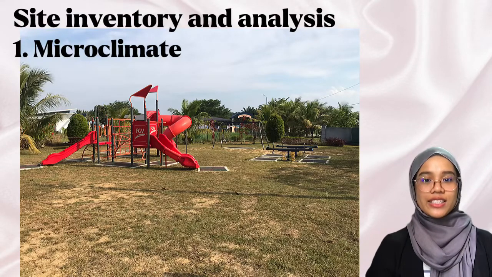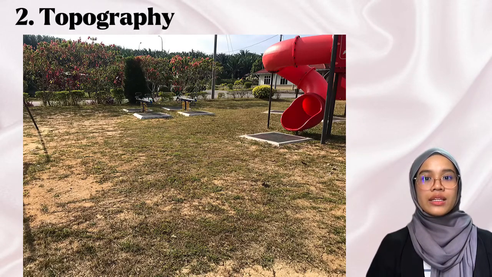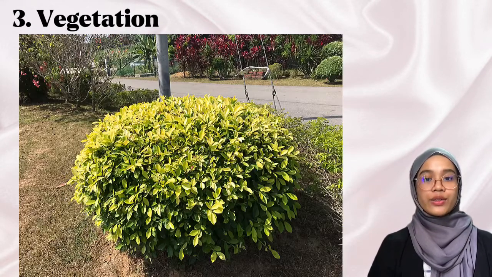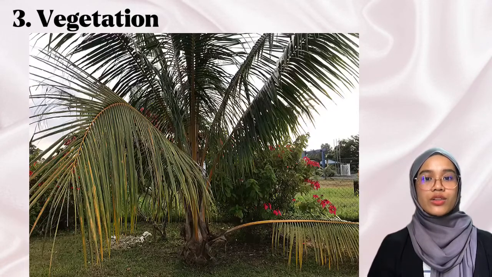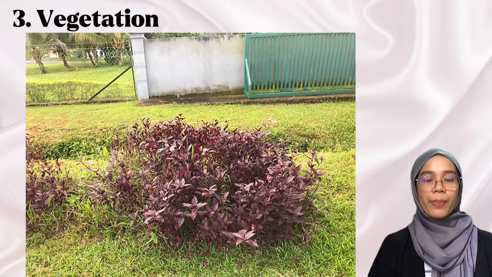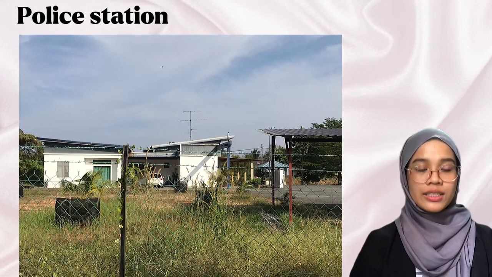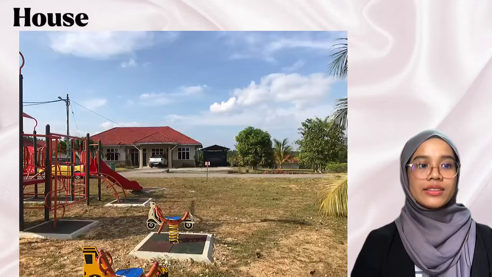For the site inventory and site analysis, there are 7 aspects. First is microclimate. This is an open space, which receives good sunlight and wind movement. Second is topography. The topography of this site is flat. Third is vegetation. There are several types of plants that grow on this site, such as golden cane palm and purple night palm. For site context, this area is close to a police station, forest, main road and housing.